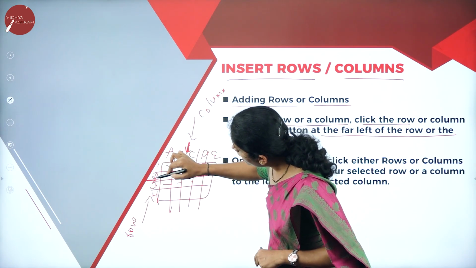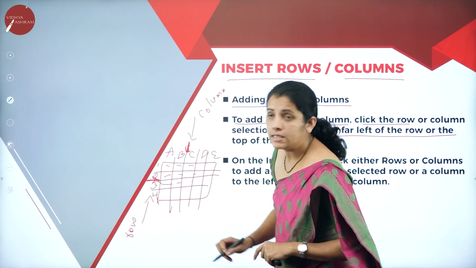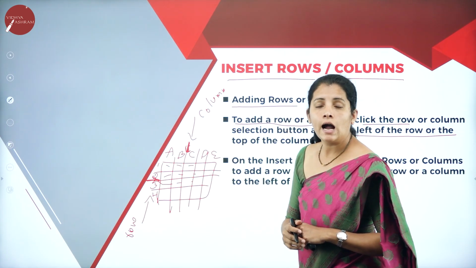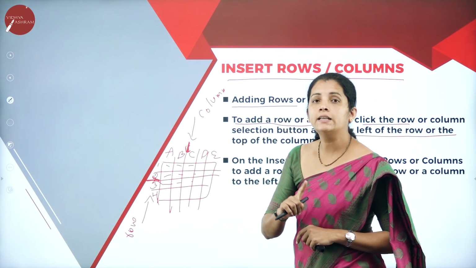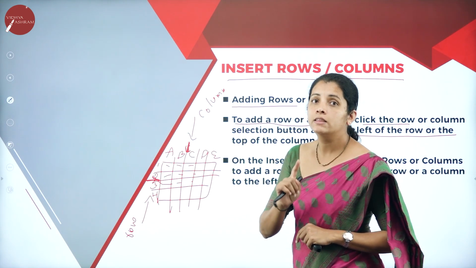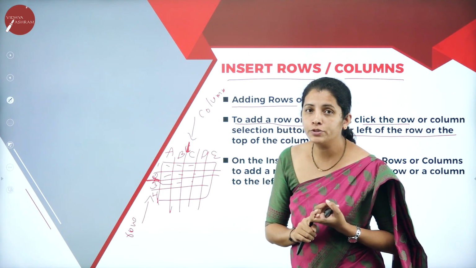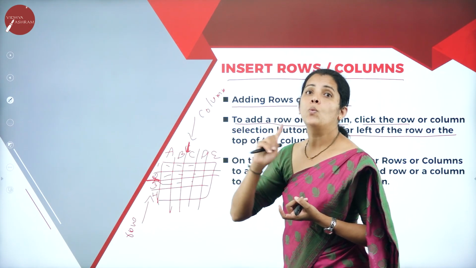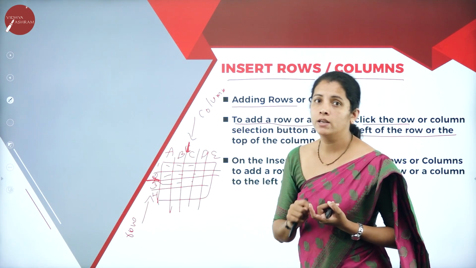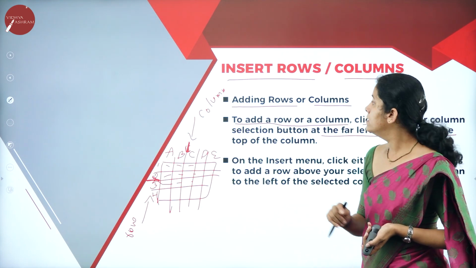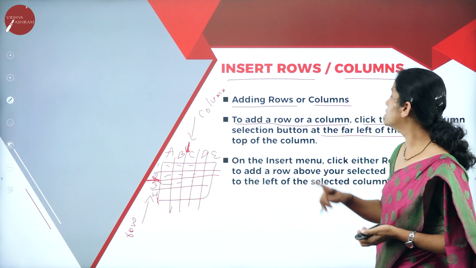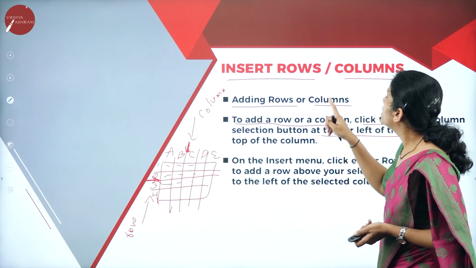Think that I want to insert one row between 2 and 3. What will I do? I'm going to place the cursor between 2 and 3 and right click the mouse button. Then I'm going to get the option called insert, and I'm going to insert one row between 2 and 3. This is the way you can add rows as well as insert columns.